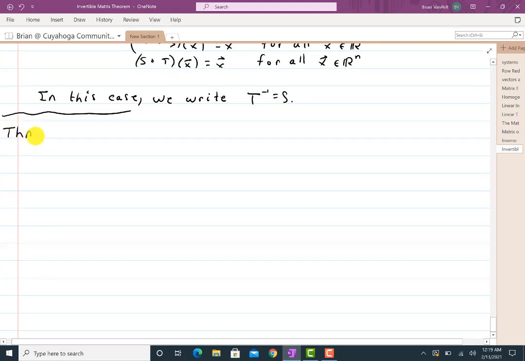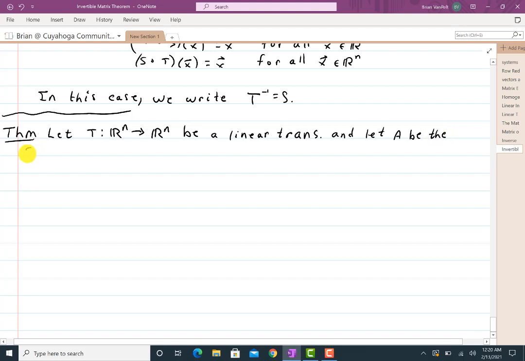A theorem. Let T from Rn to Rn be a linear transformation. And let A be the standard matrix for T. So remember, that means that T of x is equal to A times x.